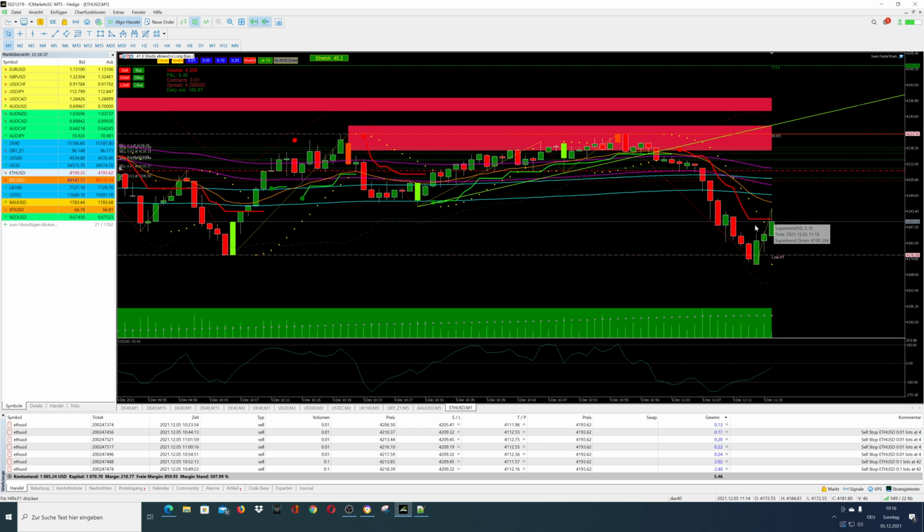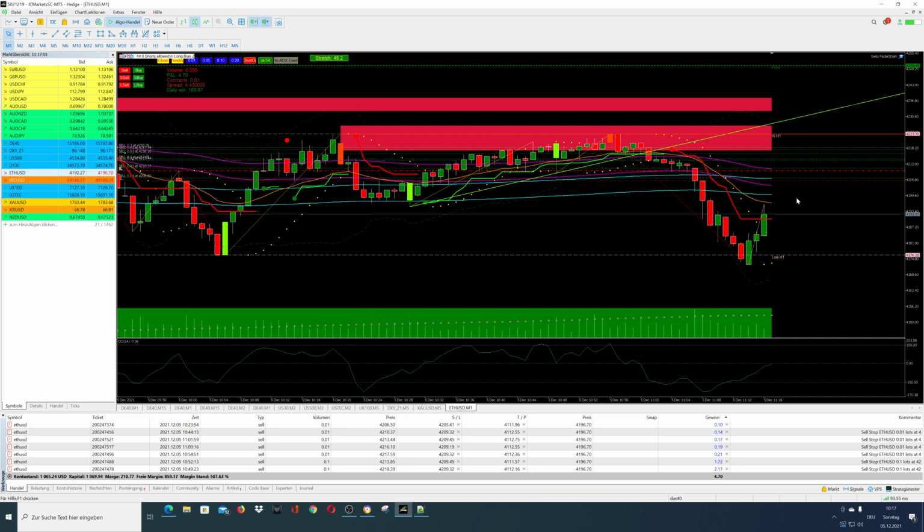You have to be patient. If you once have a trend which is clear, you don't have to exit too fast. I entered here, and the stop loss is here on break even. Even if it goes back over the Supertrend, I still wait.